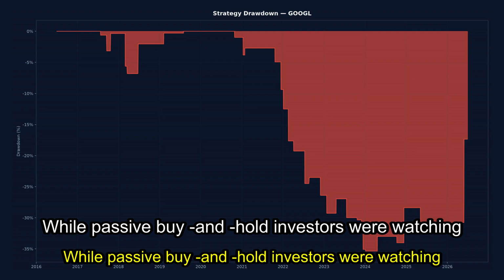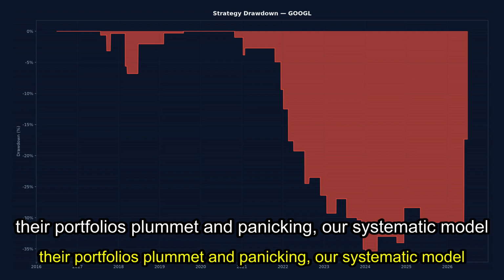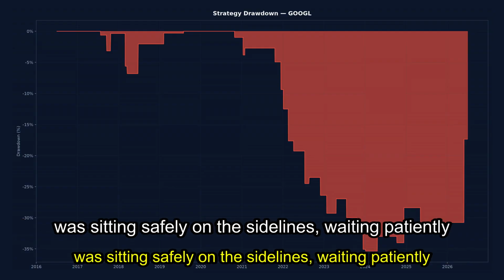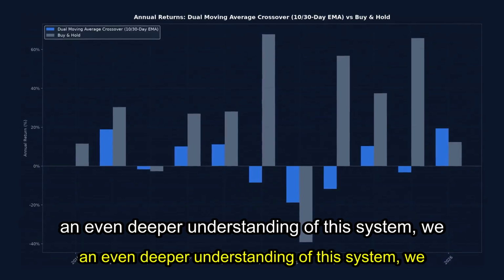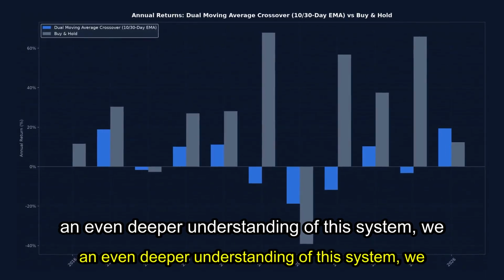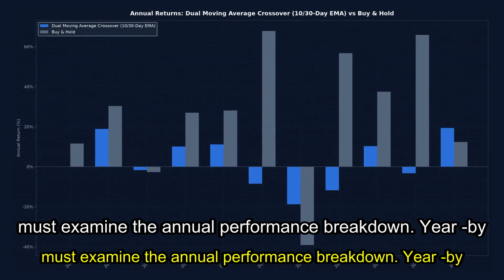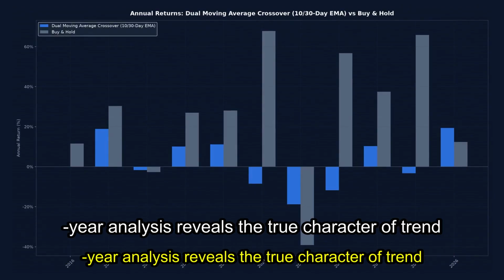While passive buy-and-hold investors were watching their portfolios plummet and panicking, our systematic model was sitting safely on the sidelines, waiting patiently for the next clean entry signal. To gain an even deeper understanding of this system, we must examine the annual performance breakdown. Year-by-year analysis reveals the true character of trend following.